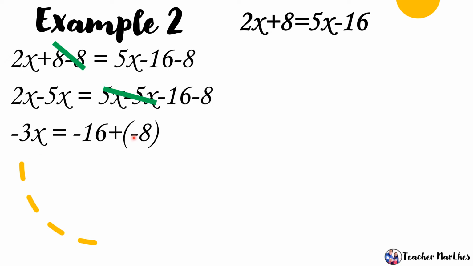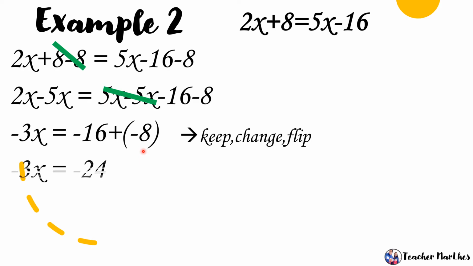And then, we will use the keep, change, flip. So, kung babalikan natin yung integers. So, negative 16, we have keep. So, change from minus, magiging siyang plus. And then, flip from positive 8, magiging siyang negative 8. So, we have negative 3x equals negative 24 because same sign, add and keep. So, 16 plus 8 is equal to 24. Then, keep the negative sign.